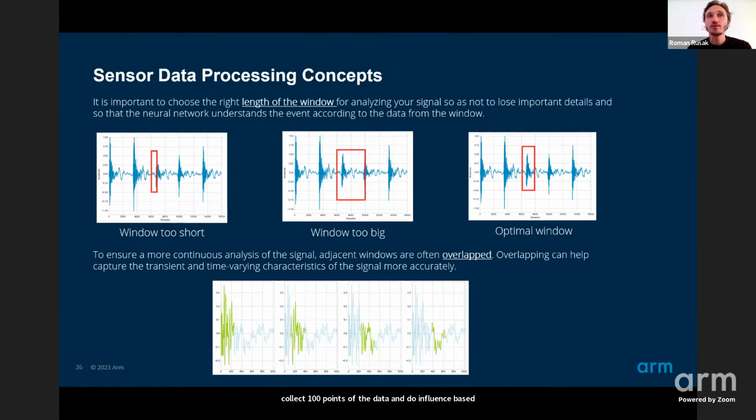It's also worth mentioning that to ensure a more continuous analysis of the signal, adjacent windows are often overlapped. Overlapping can help capture the transient and time varying characteristics of the signal more accurately.